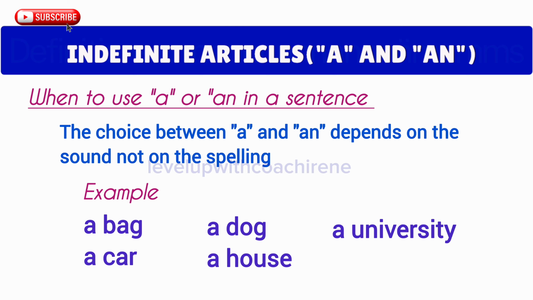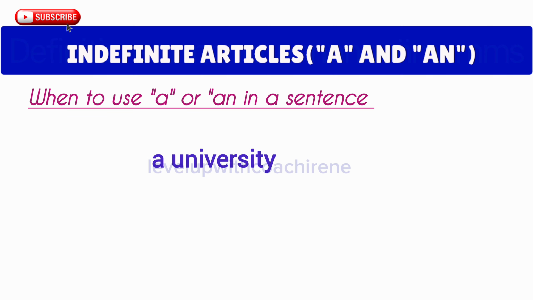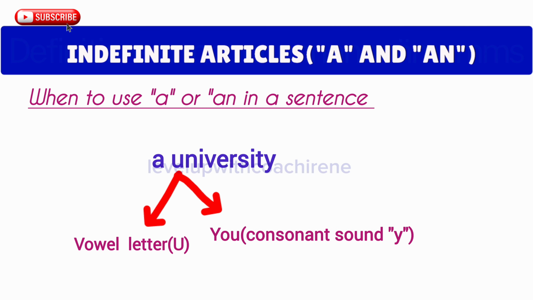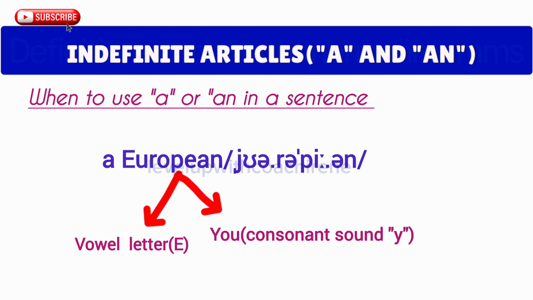Did you observe? The last word began with a vowel letter U. However, when articulated, it is pronounced as a consonant sound, U. Therefore, use the indefinite article a. Another example would be a European. The E in European sounds U. Therefore, use the indefinite article a.